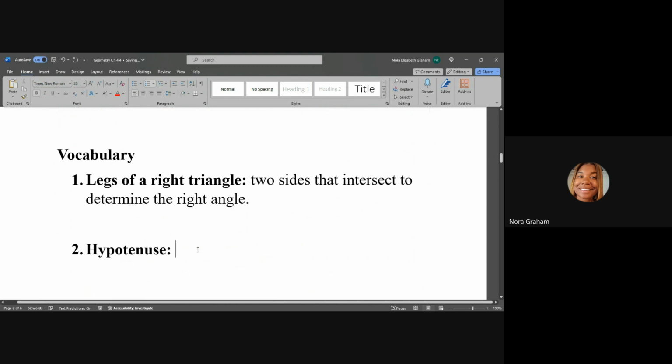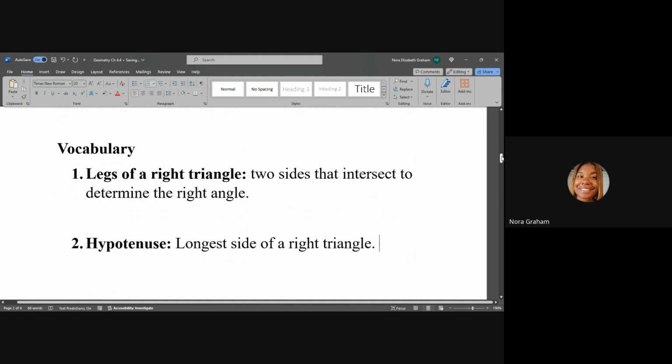And then our hypotenuse, which you guys, I believe, have heard before, is the longest side of a right triangle. Okay. And those are the two major vocab words that I wanted to discuss before we go on with 4.4.